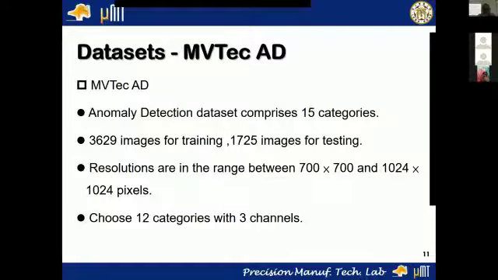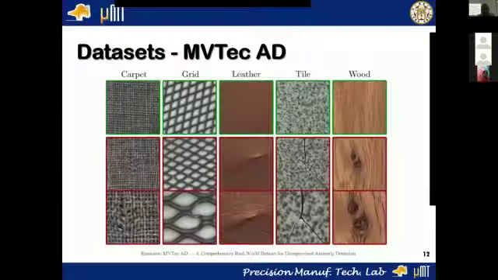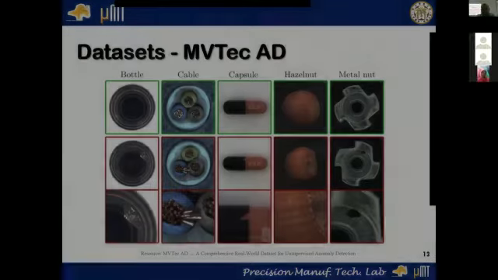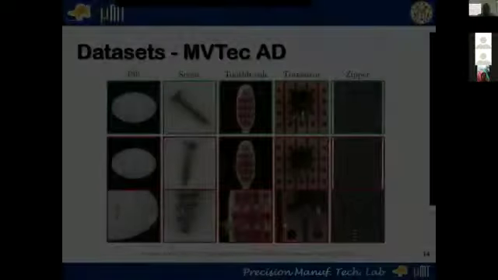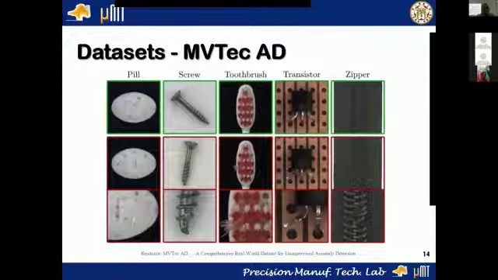The first dataset used in this paper is NVTech-AD. It's an anomaly detection dataset comprising 15 categories. We choose 12 categories with 3 channels to test the proposed method. Here are the categories of NVTech-AD, including carpet, grid, leather, tile, wood, bottle, cable, capsule, hazelnut, metal nut, pill, screw, toothbrush, transistor, and zipper.